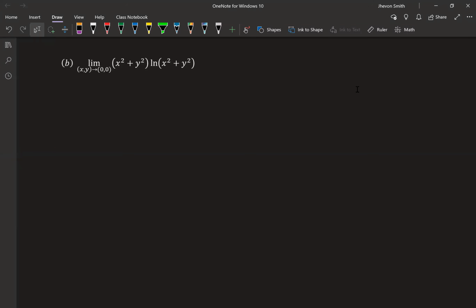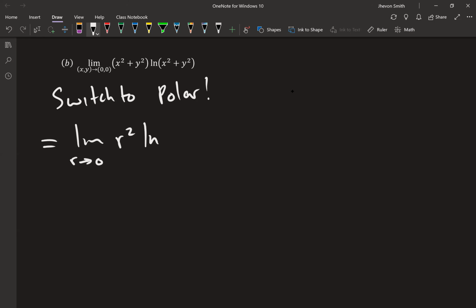so you look at this, x squared plus y squared times ln of x squared plus y squared, as y is approaching 0. Now, at first, that looks very complicated. Then, what would we get if we actually switch to polar, though? Now, notice here, if we switch to polar, we can think of this as r approaching 0 of r squared times ln of r squared. All right, now, how do I find that limit?